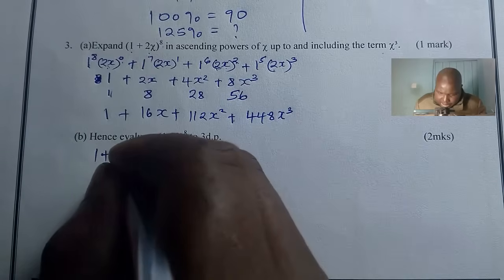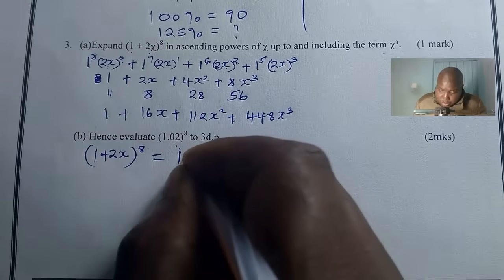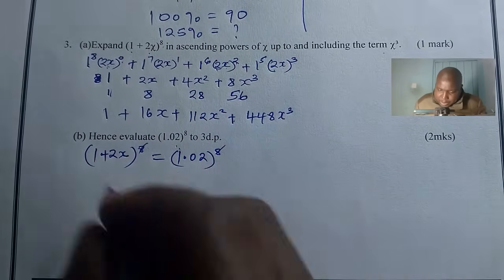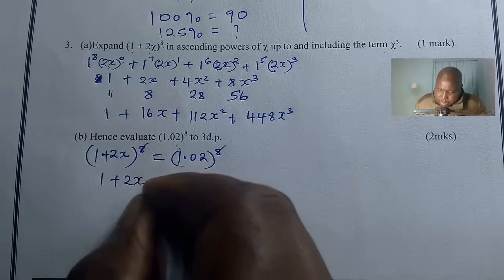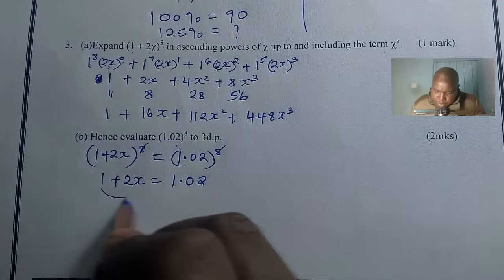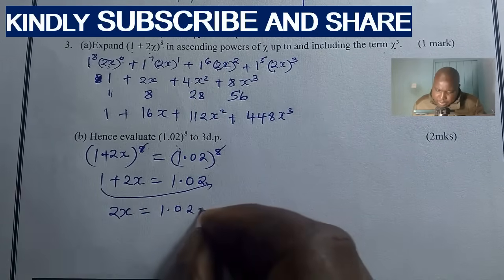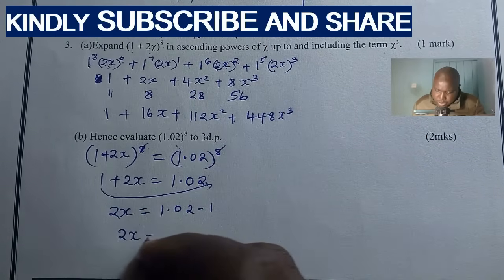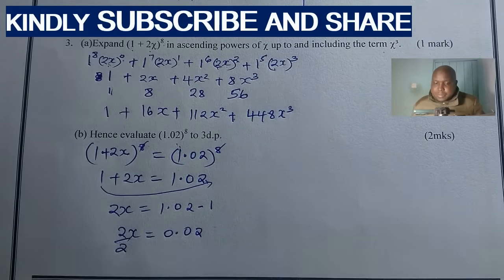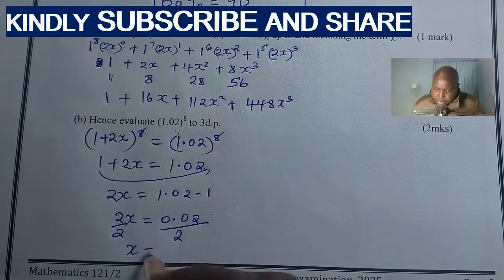1.02 is equal to 1 plus 2x, all raised to power 8, is equal to 1.02 raised to power 8. Ignore the powers. 1 plus 2x is equal to 1.02. Like terms together. 2x is equal to 1.02 minus 1. 2x is equal to 0.02. Divide by 2 both sides. So x is equal to 0.01.